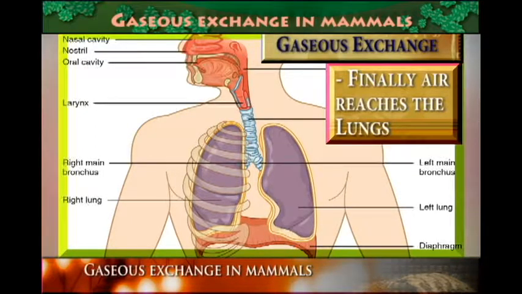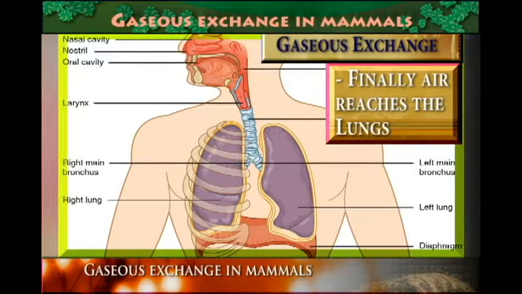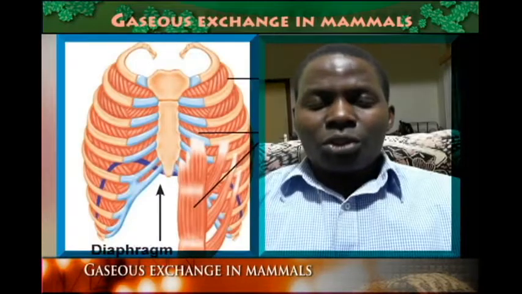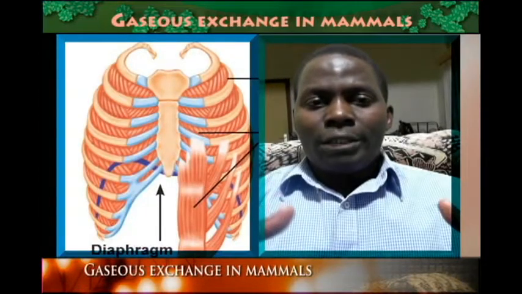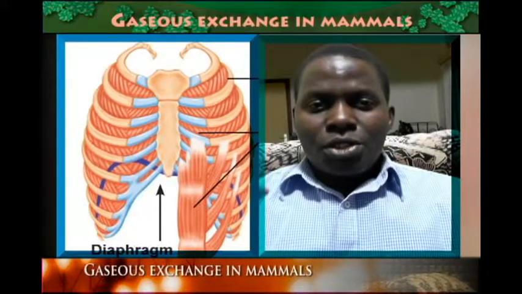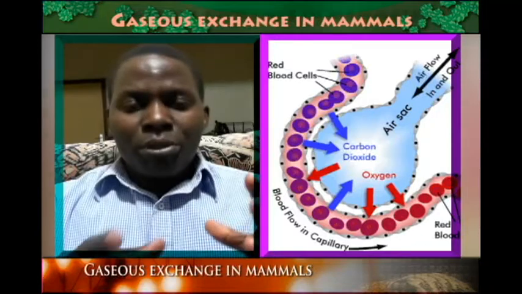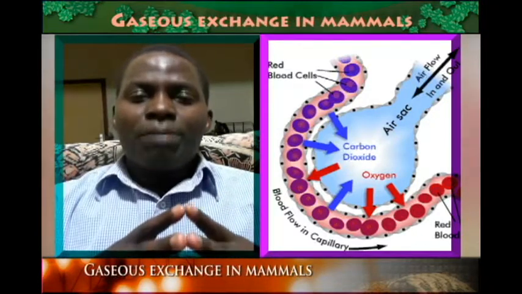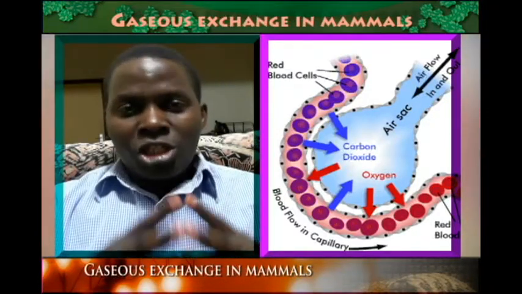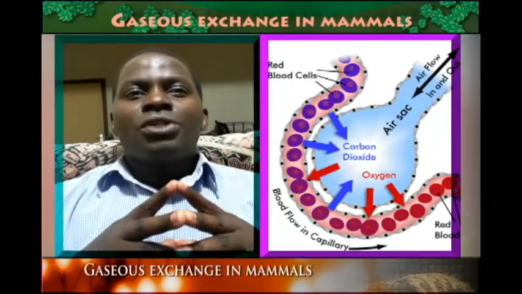But there are other muscles and other structures that are involved, like the intercostal muscles and the ribs, the diaphragm, alveoli, blood capillaries. All those take part in gaseous exchange in animals.